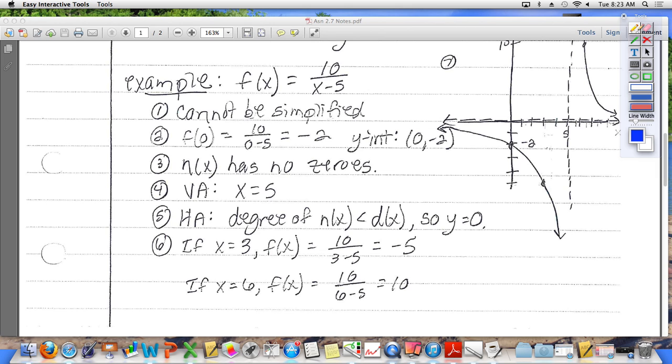Okay? Same thing that's happening up here. We had a couple points plotted over here. When that happens, you know the graph is going to approach either one of those. I think you'll see it once you actually try an example.